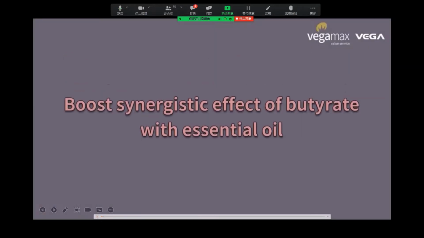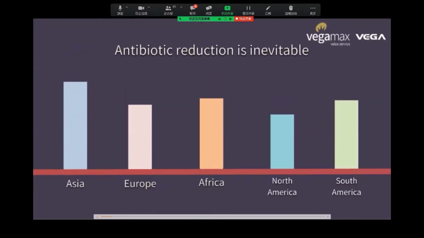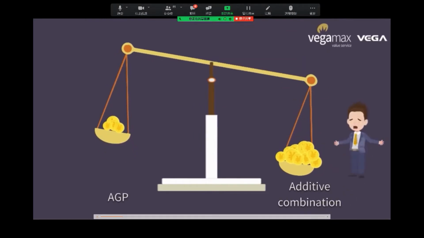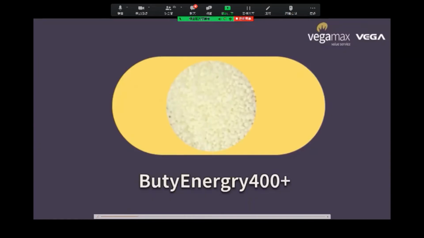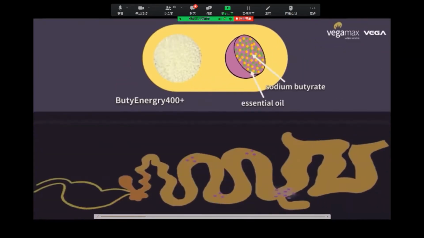Boosts synergistic effect of butyrate with essential oil. Antibiotic reduction is inevitable. As we all know, replacing AGP needs additive combinations that undoubtedly bring higher cost for producers. GAMAX is dedicated to providing an effective solution with higher cost efficiency. P-Energy 400 Plus is well-coated sodium butyrate with essential oil that sustainably releases in the intestine.